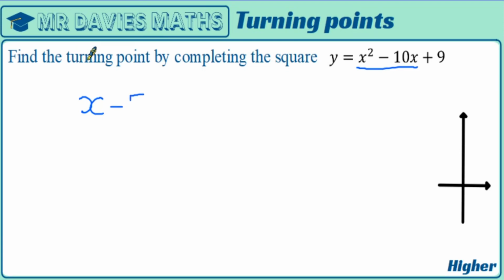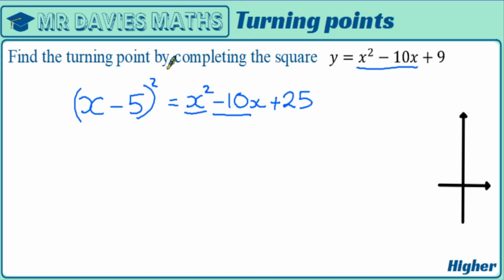x, half of 10 is 5, so all squared. That would give us x squared. Double it would be minus 10x. Square minus 5 is positive 25. We like that, we don't like that. So let's go with x minus 5 all squared.